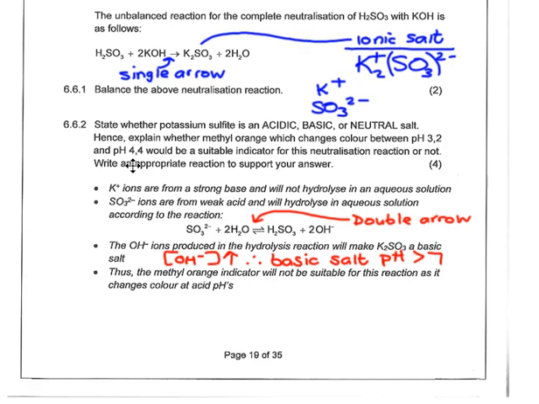And so it would not be a suitable indicator, because for this one the pH is around 4.4, and we need one that will change at greater than 7. So phenolphthalein would be a good indicator.